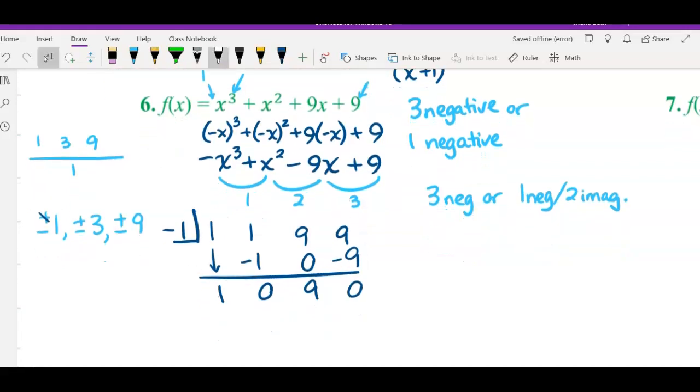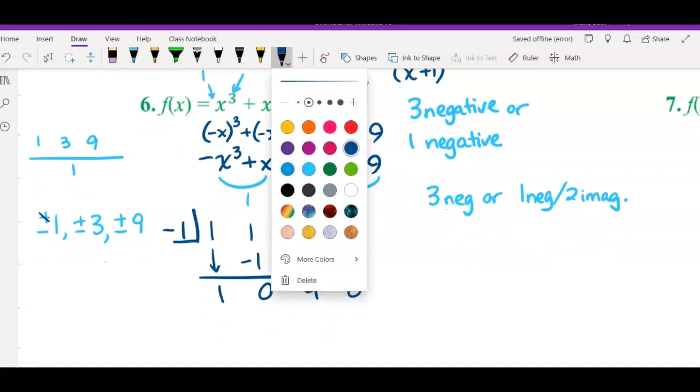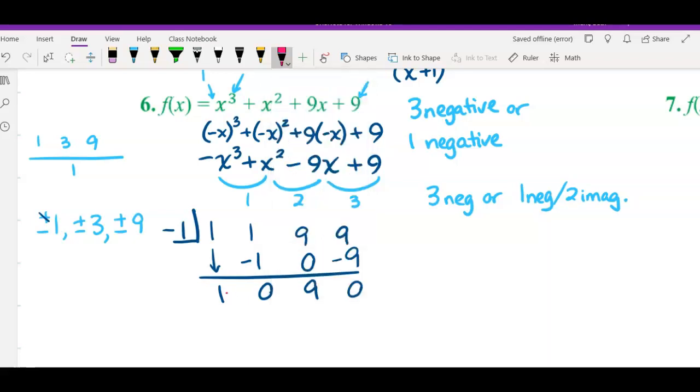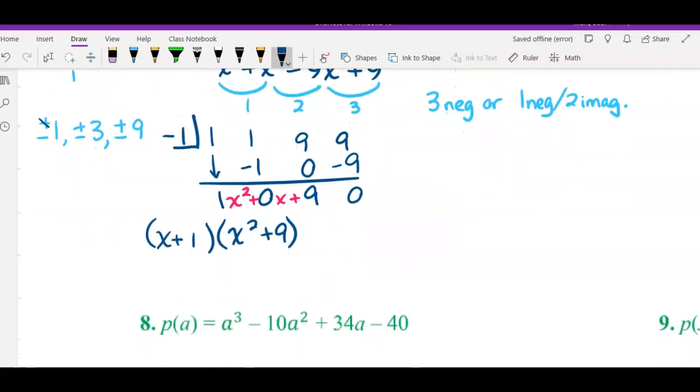Remember, I have a depressed quadratic now. If I fill in, this is 1x squared plus 0x plus 9. What I literally have left here is x squared plus 9. My original polynomial could be rewritten as x plus 1 times x squared plus 9. We already solved this one. We know that means x equals negative 1.